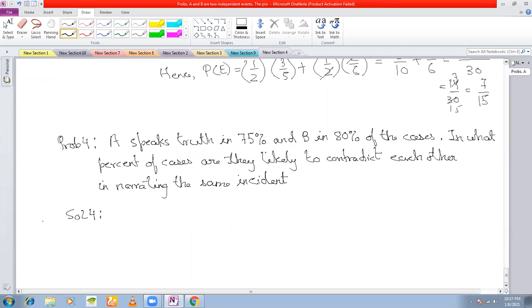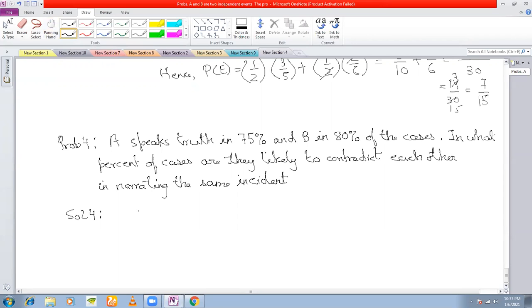Otherwise, what can be the other case? Amir lies and Govinda speaks the truth. Even then, they will contradict each other, right? So these two must be mutually exclusive. So what type of problem is this?